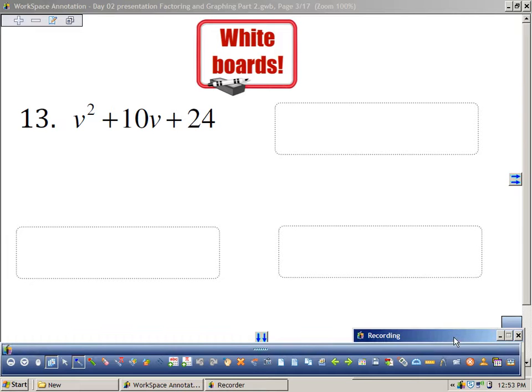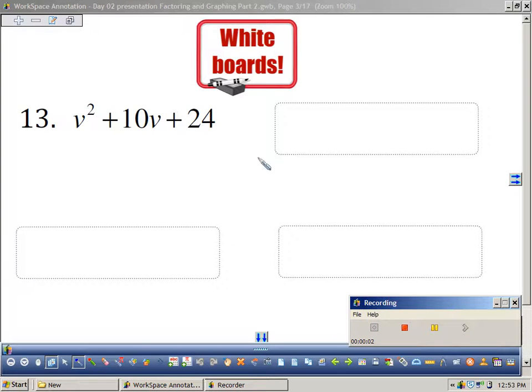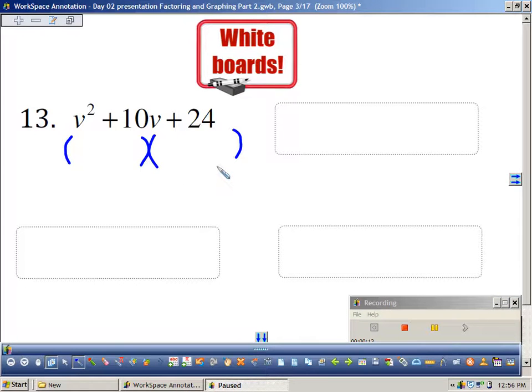Factor with whiteboards. Once you factor that one on, these are all your last night's homework problems. Go ahead and factor with whiteboards now. So, number 1. I'm going to factor this one pretty quick because you all got it. So v squared is split up into v times v.